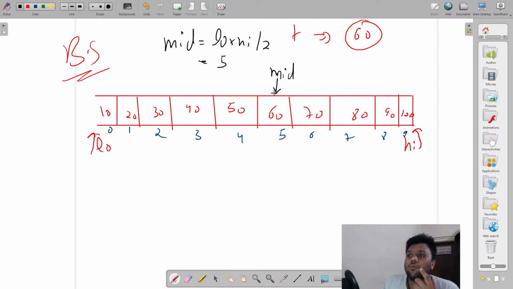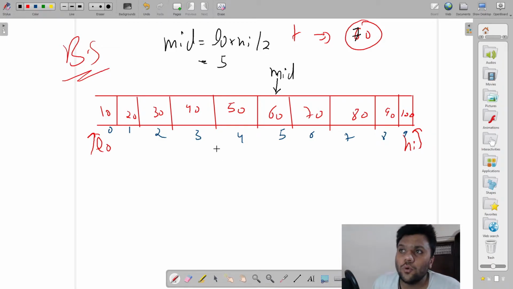Okay. So this is a quite simple example. Let's say we have to find 70, not 60. Because if we go to the mid and my mid is on the 60th index, then it means we find the target. Then I will return its index, which is 5.